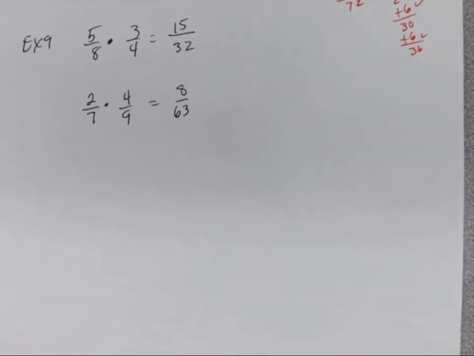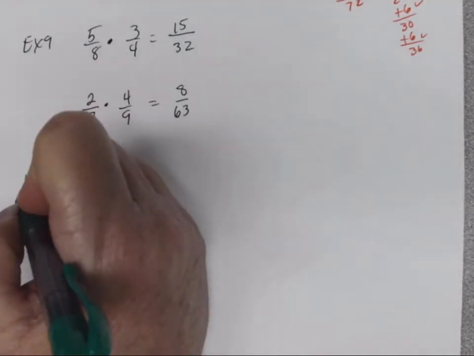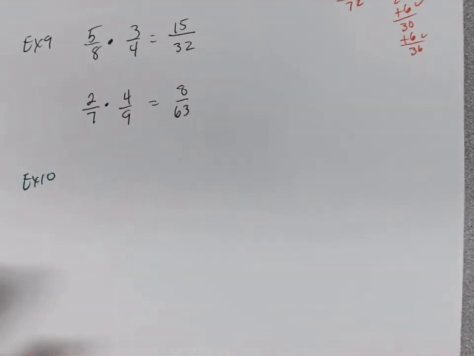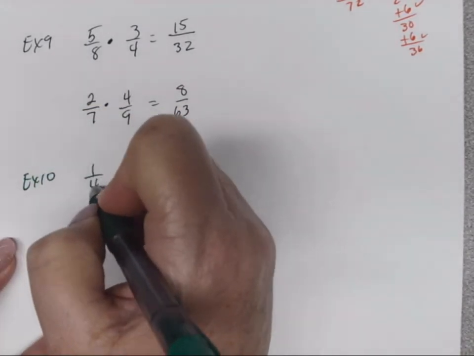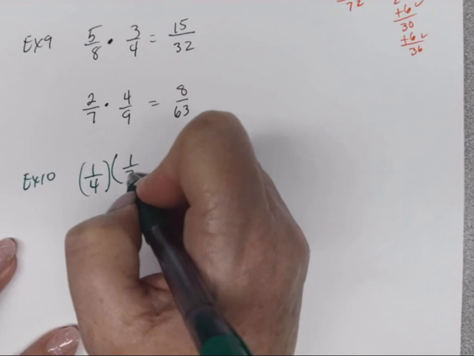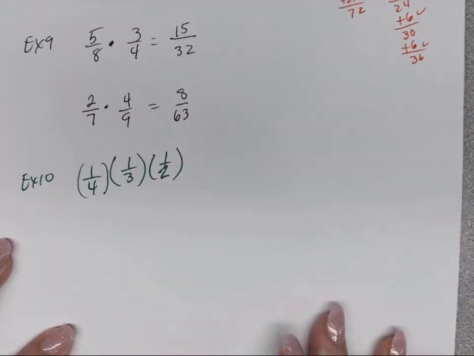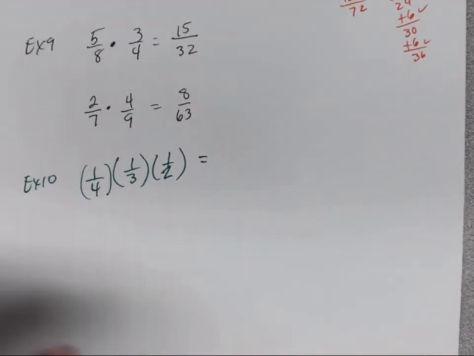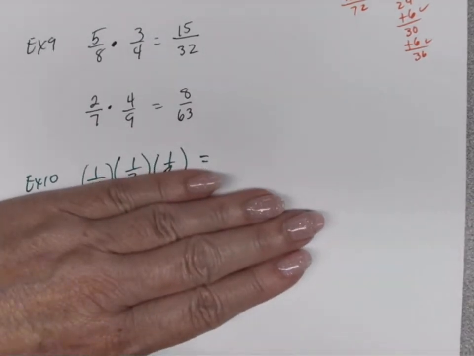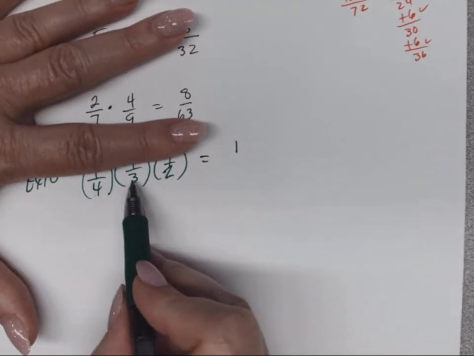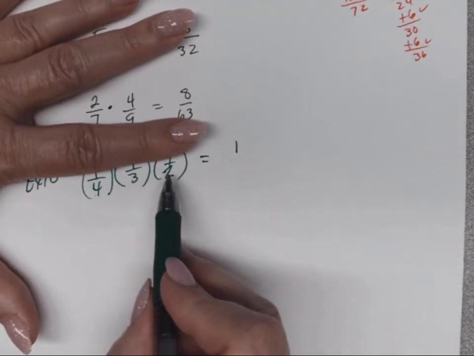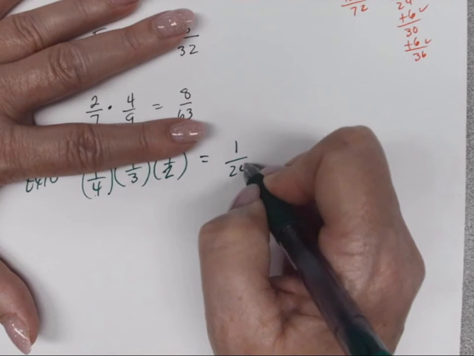All right, let's look at another example. So this will be example 10. If we have 1 over 4 times 1 over 3 times 1 over 2. So again, we're multiplying the top. 1 times 1 times 1 is just 1. On the bottom, 4 times 3 is 12. 12 times 2 is 24.